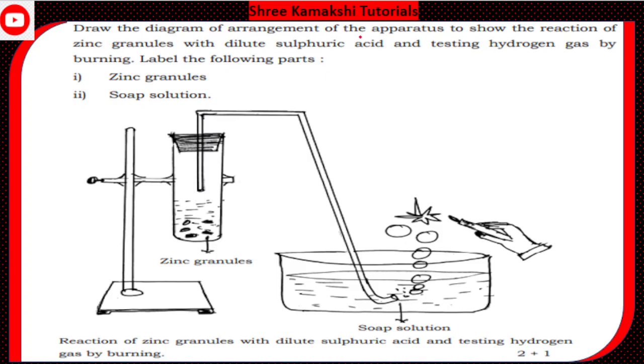The next question is: draw the diagram of arrangement of apparatus to show the reaction of zinc granules with dilute sulfuric acid and testing hydrogen gas by burning. Label the following parts: zinc granules and the soap solution. This is the diagram. This is the zinc granules and this is the soap solution. This diagram carries 2 marks and the parts carry half a mark each. This is a 2 marks question: reaction of zinc granules with dilute sulfuric acid and testing hydrogen gas by burning.